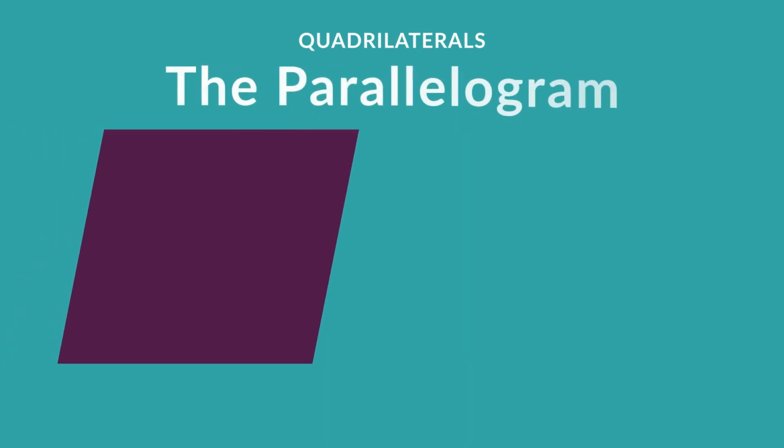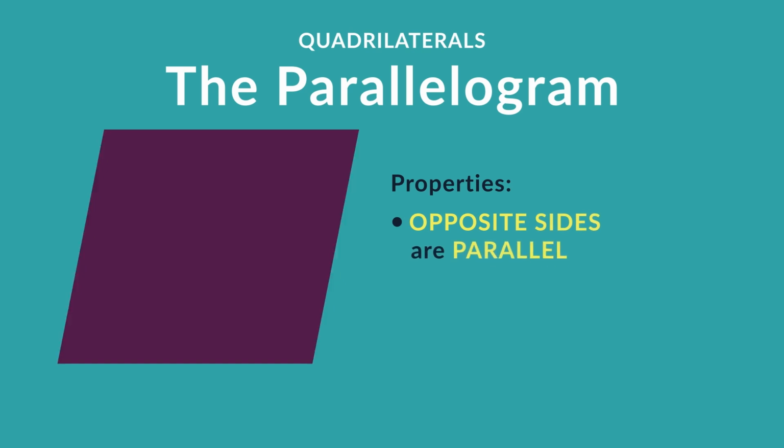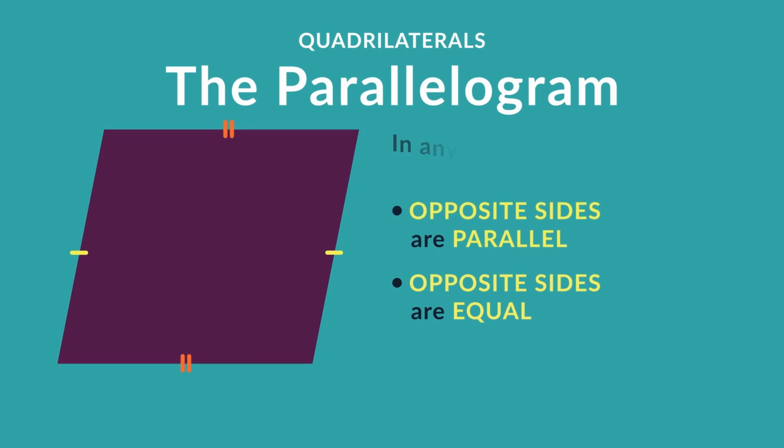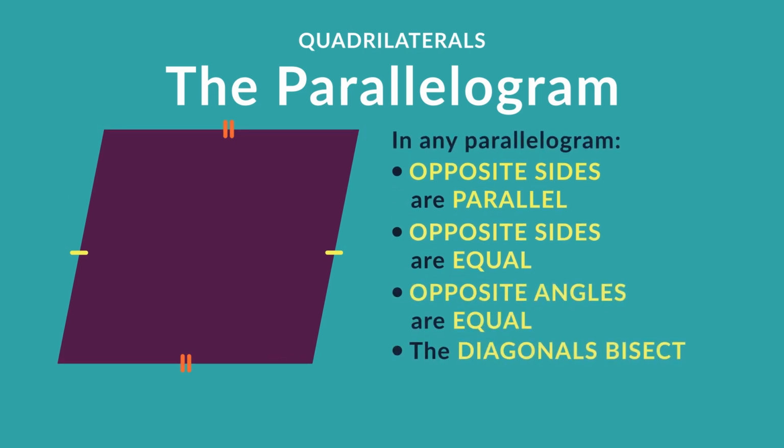Our last quadrilateral is the parallelogram. This is any quadrilateral that has two pairs of opposite sides parallel. The opposite sides of a parallelogram will also be equal in length. Let's take a closer look at some of the other properties of a parallelogram. The following properties are true for any parallelogram. So if someone tells you that a shape is a parallelogram, you'll immediately know that all these properties are true for that shape. The first property is the one I just mentioned.